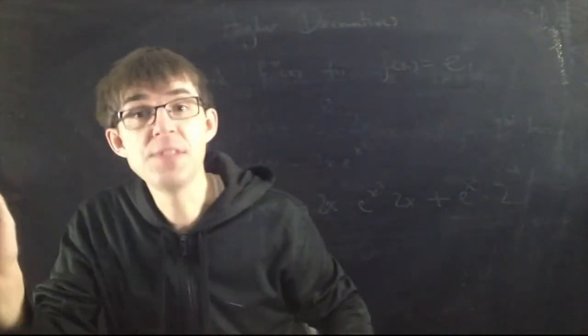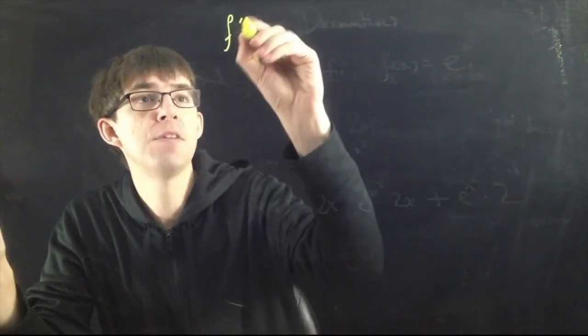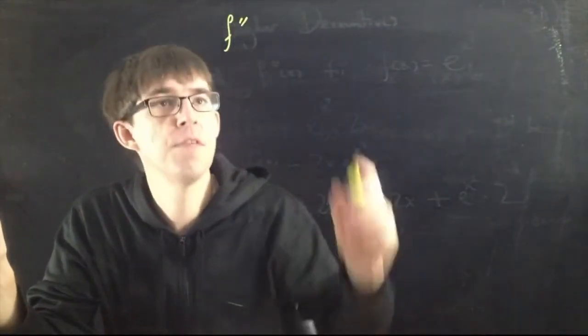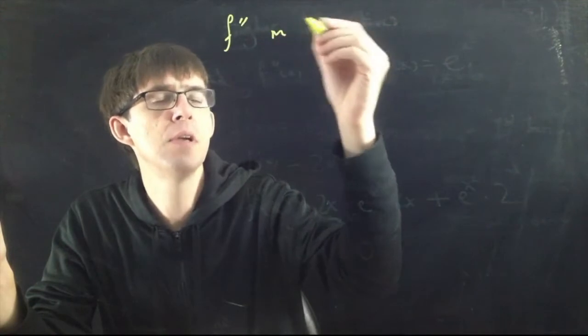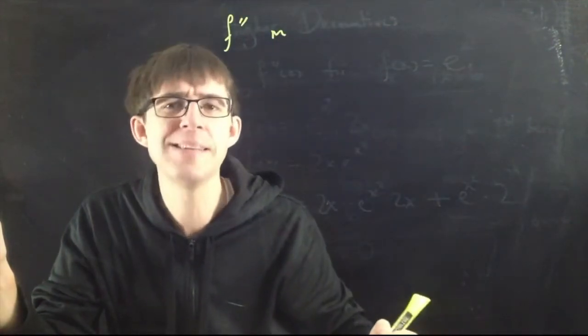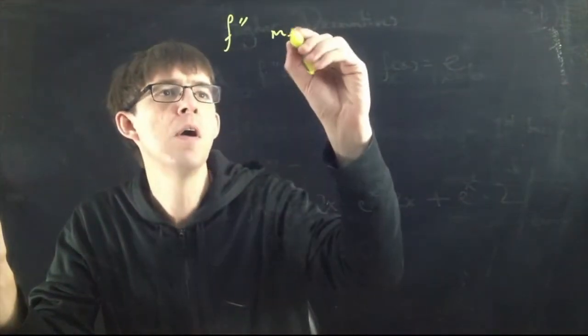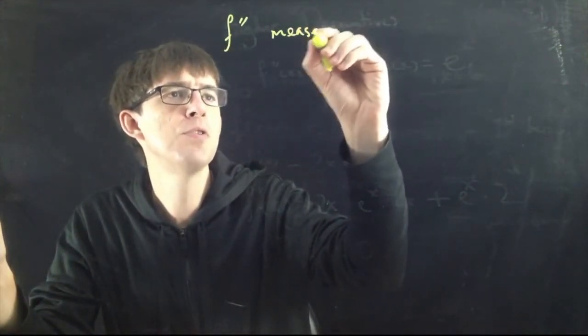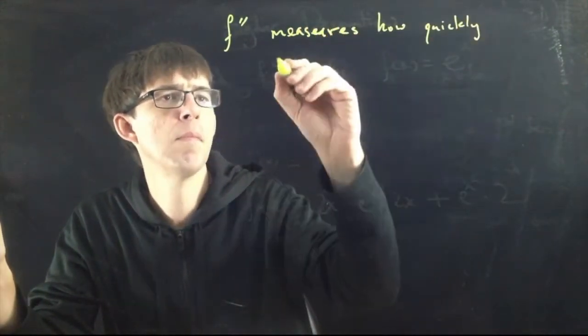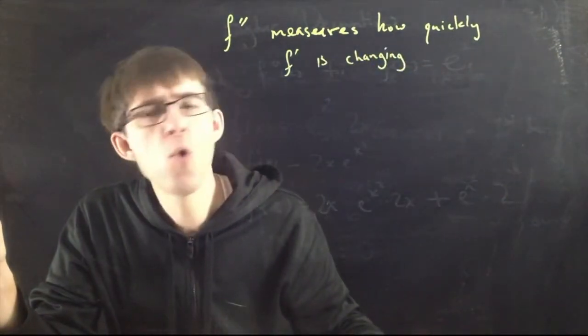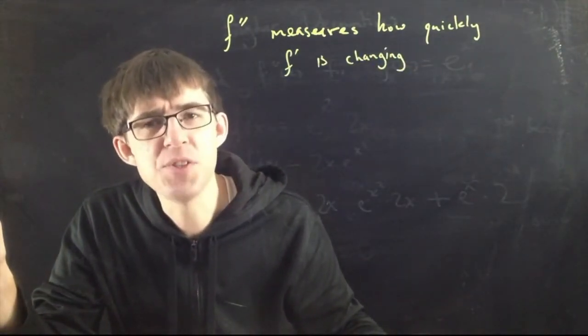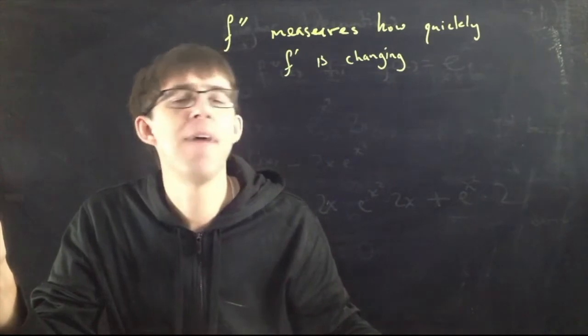Let's talk about what this is useful for. So f double prime, let's just talk about the second derivative for now. If you think of the derivative as a rate of change, what is this? It's the rate of change of the rate of change, right? It's the derivative of the derivative. Another way to say that: f double prime measures how quickly f prime is changing. It's the rate of change of f prime.